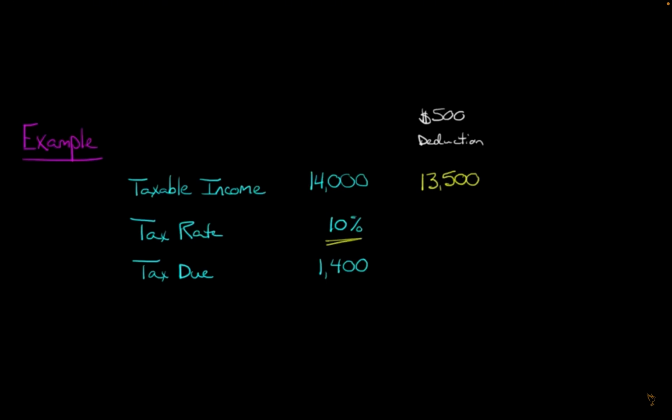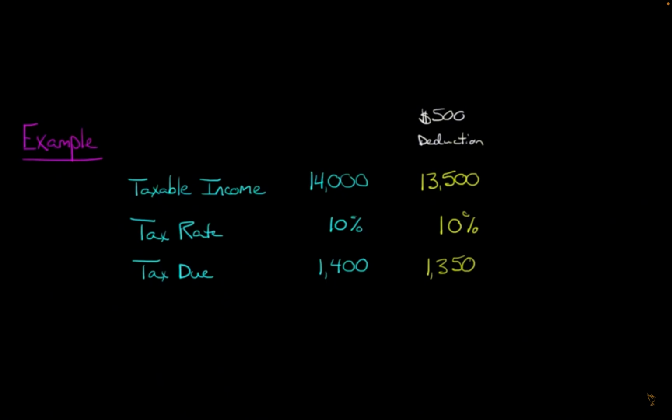$13,500, right? Now the tax rate is the same, right? That hasn't changed, so that's 10%. So now what is our tax due? Well, we just say 13,500 times 10%. So that's going to give us tax due $1,350. So you see our tax is lower than it was originally because of the deduction, right?